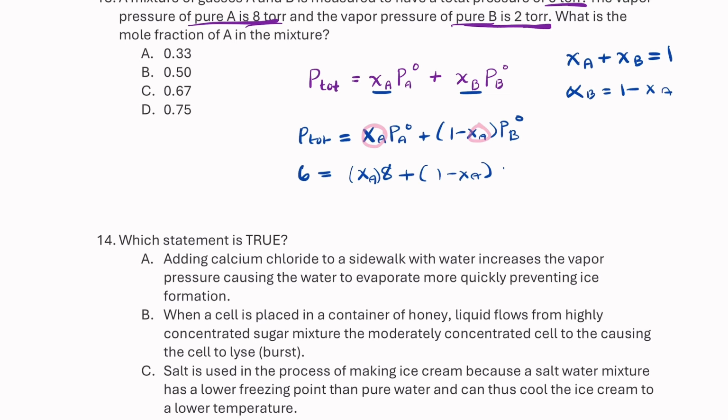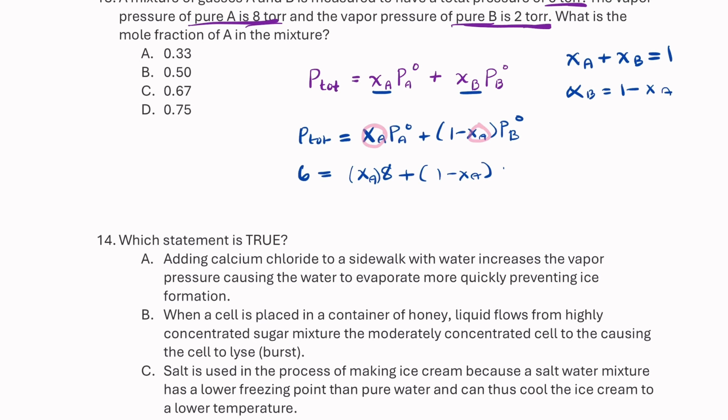Now a quick check. The total vapor pressure of 6 lies between the two vapor pressures of 8 and 2. Since 6 is closer to 8, we expect more A than B in the mixture, so a mole fraction greater than 0.5 for A makes sense. Our value of 0.67 fits that expectation. So the correct answer for 13 is C.